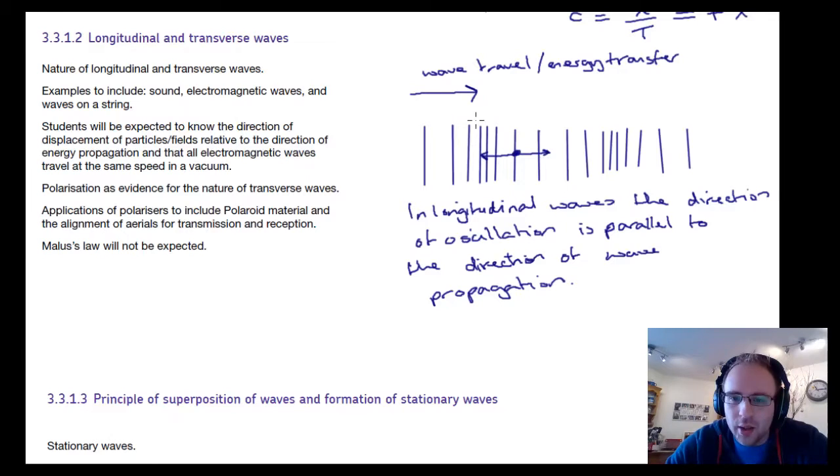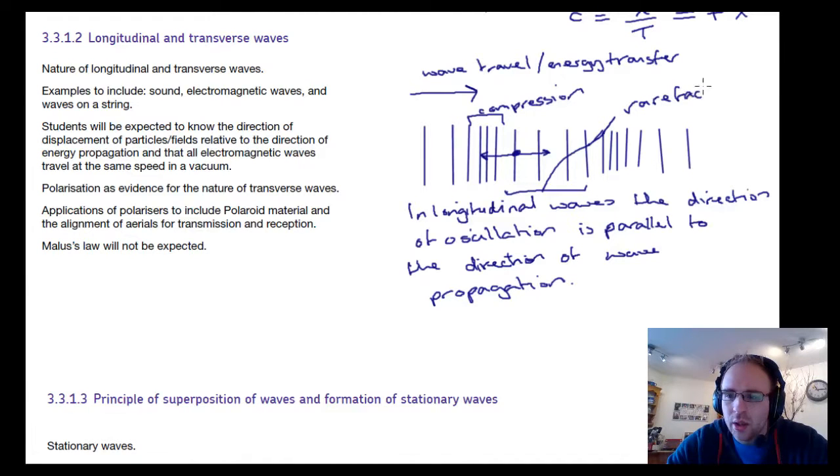We've got different parts of a longitudinal wave. So this is a compression. That's where things are squeezed together. And then here we have what's called a rarefaction. So where things are spread out, where things are stretched, we call it a rarefaction. When they're squashed up together, we call it a compression.